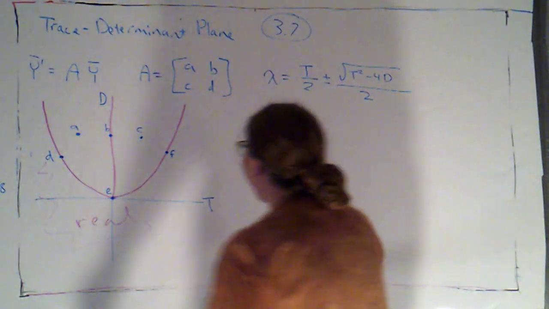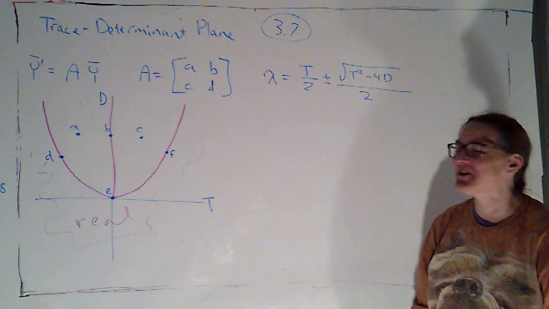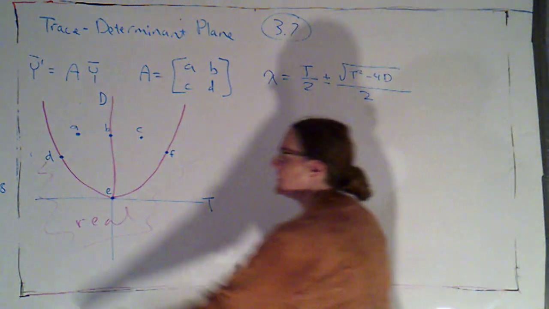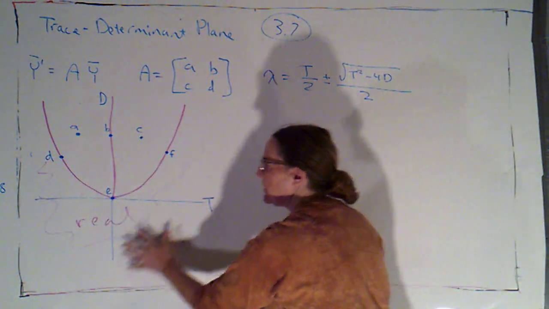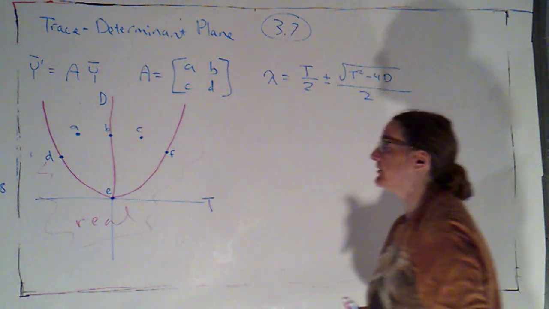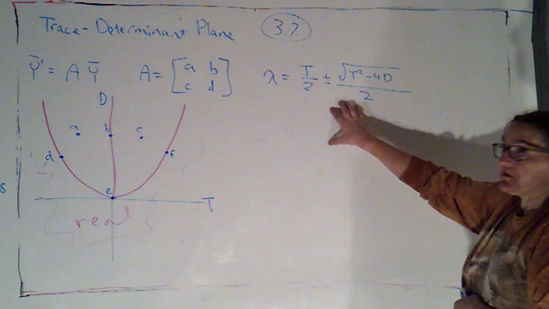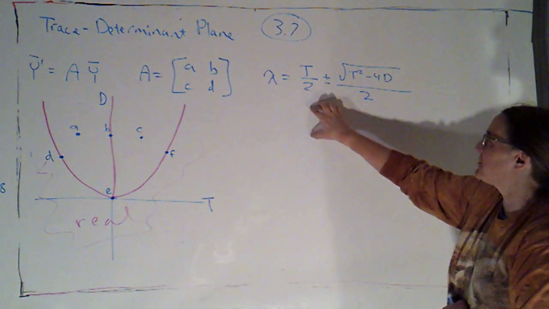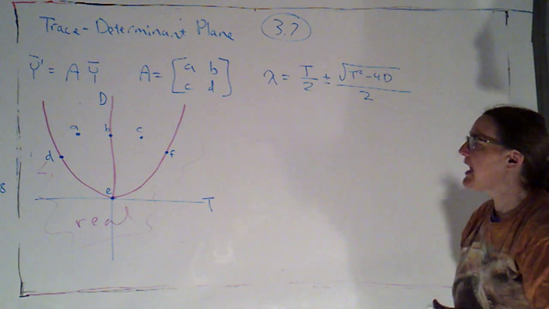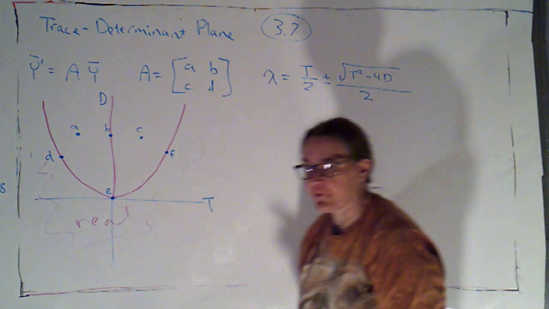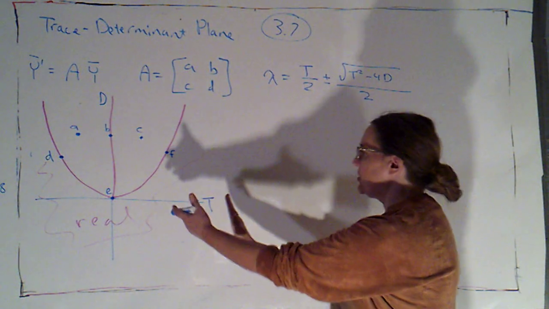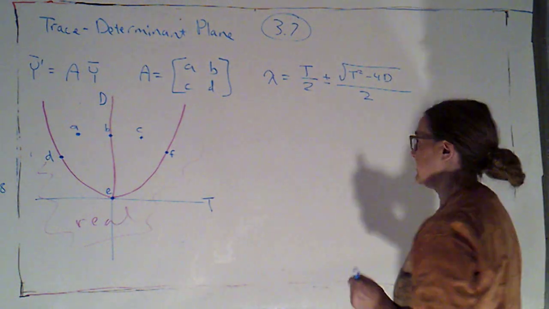Okay, continuing our analysis of the trace determinant plane, we now need to look at this region below the parabola where we know we have real eigenvalues. And just to remind you, we used the quadratic formula to find that this was our formula for that. Now, what I'm going to do first is look at the region where t is positive.